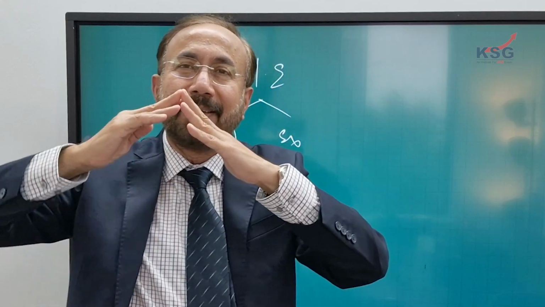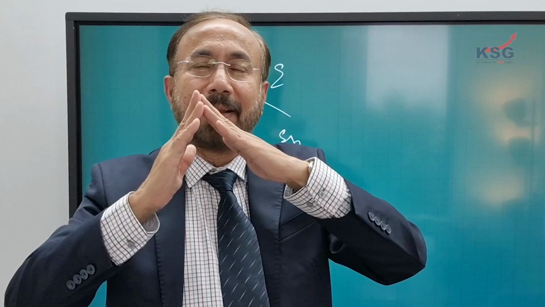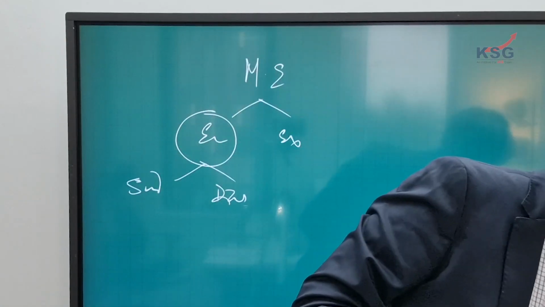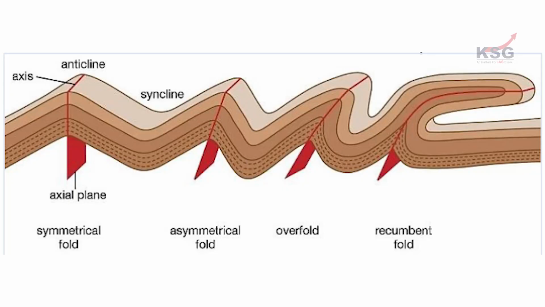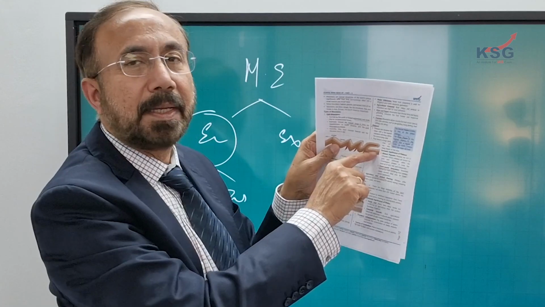If the dip is the same from both sides, it is symmetrical. This is asymmetrical. Like you can see, this is more of a sharper angle, and this is more of a gentle angle. So different types of fold get formed, and they have been given names: symmetrical fold, asymmetrical fold, overfold when one side goes over the other, and then when it goes parallel to the other one, this is called a recumbent fold, as you can see in this picture.